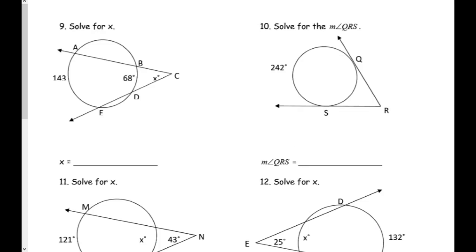So the angle is x equals 1/2 parentheses big arc minus small arc. 143 minus 68. What is 143 minus 68? So we should get 75.